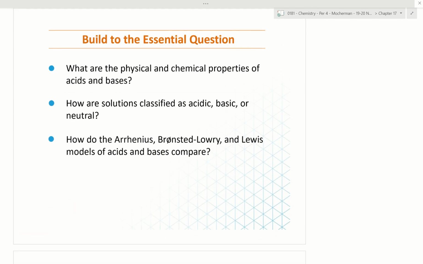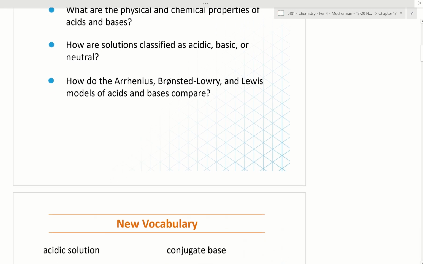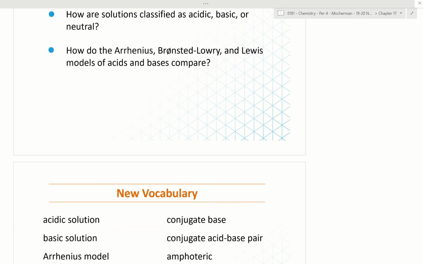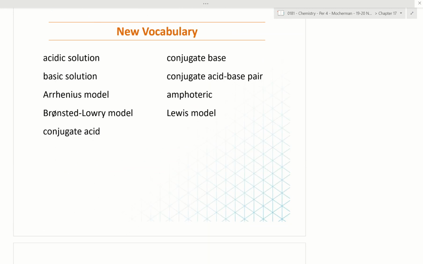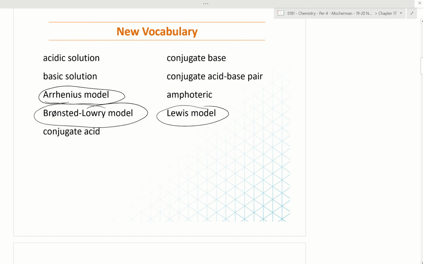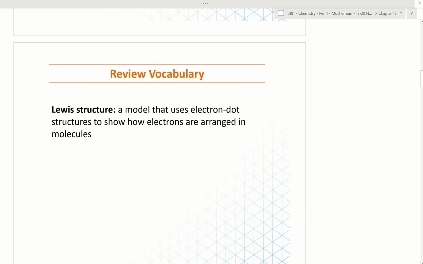Alright, so we're going to look at chemical and physical properties of acids and bases. We're going to look at the solutions and how they're classified as acidic, basic, or neutral, and then we're going to look at the 3 models of acid-base theory. So there's a lot of vocabulary here. There's probably a lot of new vocabulary in here. Hopefully we'll answer all those as we go through. Most of this vocabulary is going to center around the 3 theories, which are the Arrhenius model, the Bronsted-Lowry model, and the Lewis model of acids and bases.